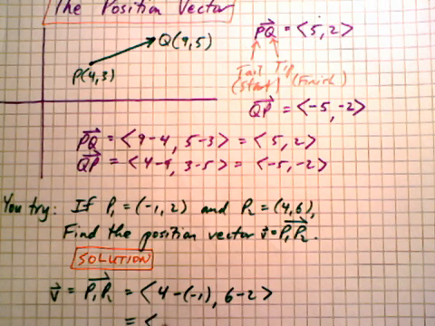So we get 4 minus -1 is 5, and 6 minus 2 is 4. So the position vector P1P2 is <5, 4>, and that's your answer. Okay, that's the position vector.